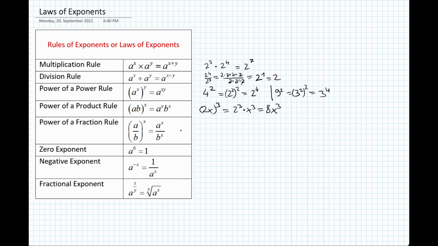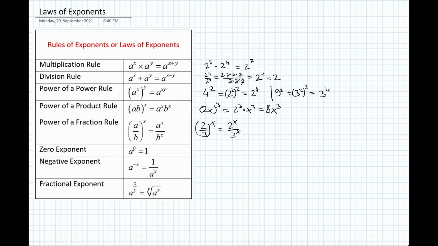Now power of a fraction rule, basically the same as power of a product rule, just that now you apply the x in the power to a and b in the fraction. So you have, let's say, 2 thirds to the power of x. It's the same as 2 to the power of x divided by 3 to the power of x.